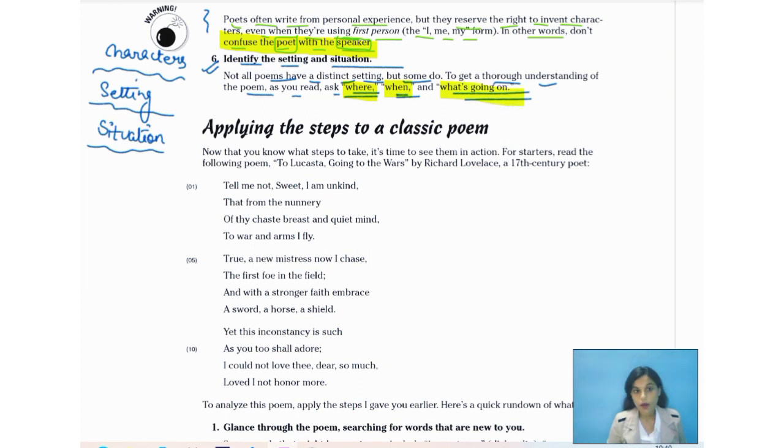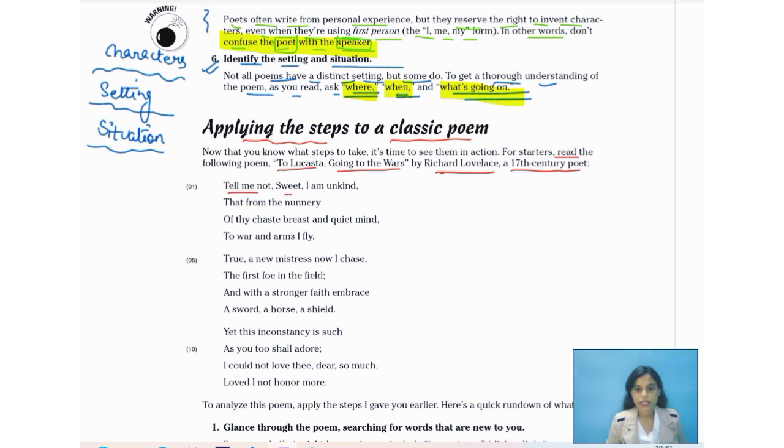Okay. Now I'm going to apply all these steps which we just went through to a classic poem. So for starters, this is a poem, To Lucasta, Going to the Wars. This is by Richard Lovelace, who was a 17th century poet.